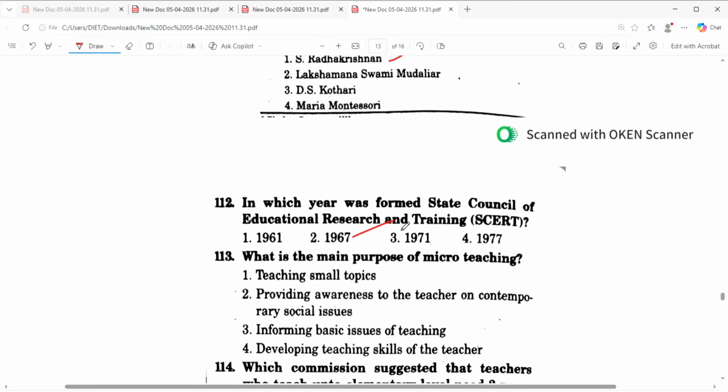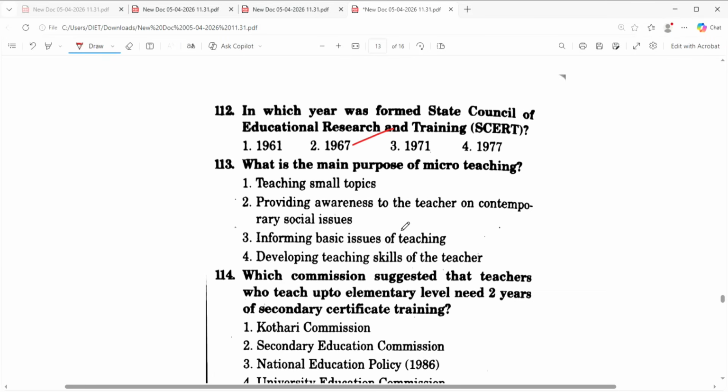Right? Next question. What is the main purpose of micro teaching? Providing awareness, small topics, informing basic issues of teaching. So 113 we see the answer is developing teaching skills of the teacher. You see, during micro teaching we go for one specific skill to be demonstrated.